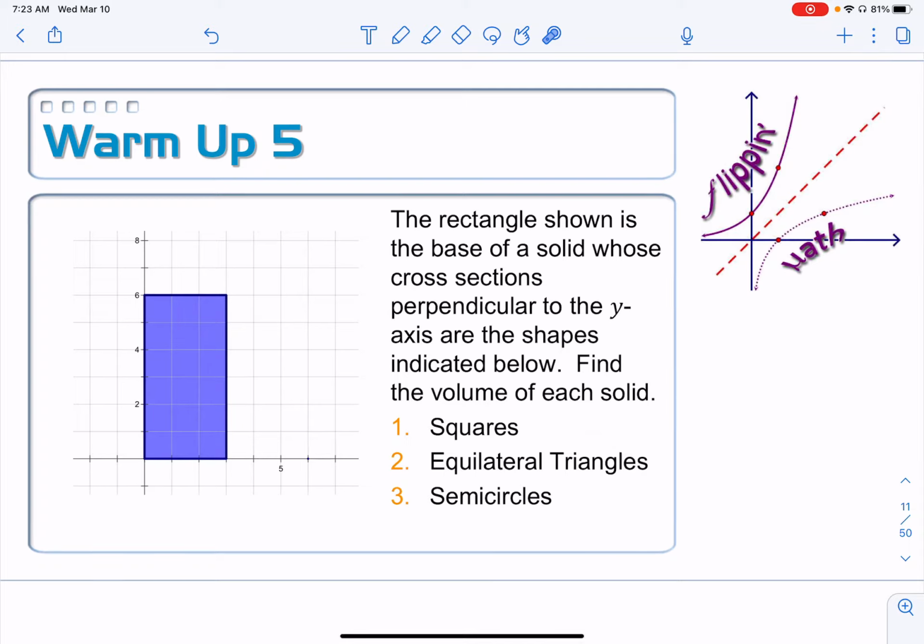On the AP Calculus exam, it's entirely possible that you have something else, something that is very easy to find geometrically based on a particular side length or something like that. And that's why I'm saying squares, equilateral triangles, and semicircles. You could have rectangles, you could have trapezoids, but those three are most common. All right, and then we want to find the volume of each solid.